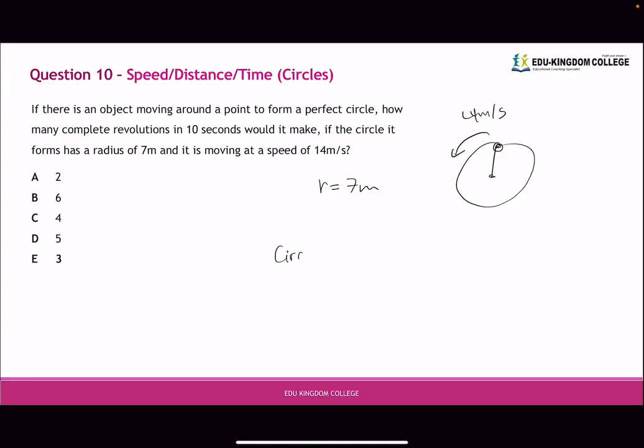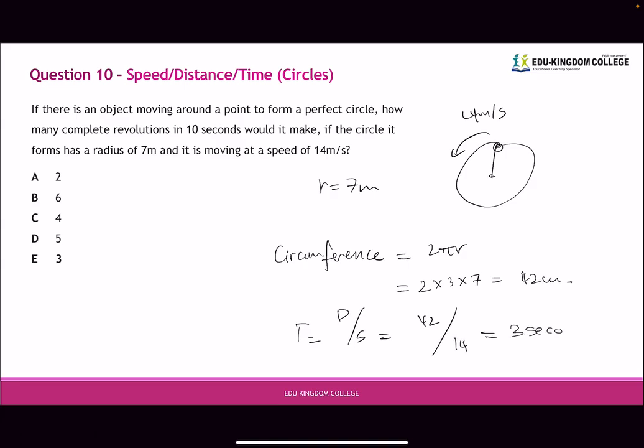Okay, so circumference is 2 pi r. So just for simplicity's sake, we're just going to estimate pi, so around 3. So it's going to be 2 times 3 times 7, which is 42 meters. Now, let's look back at our time formula. So T equals D over S. Okay, so D is 42. Our speed is 14. So it's going to take 3 seconds per revolution.